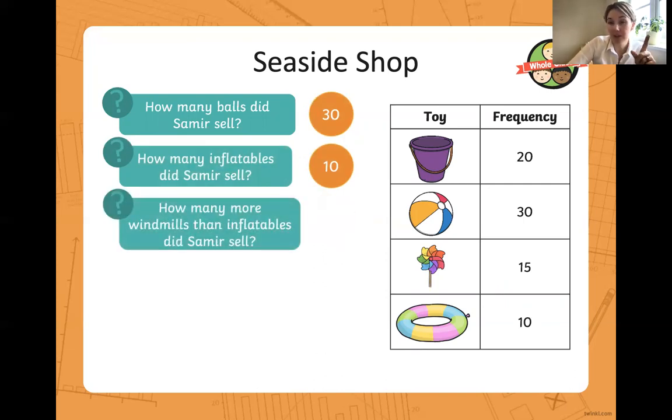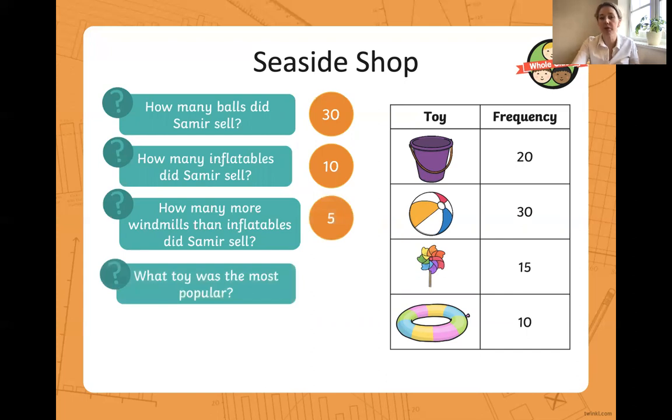But look at this next question. How many more windmills than inflatables did Samir sell? So he sold 15 windmills and 10 inflatables. So the difference between 10 and 15 is 5.